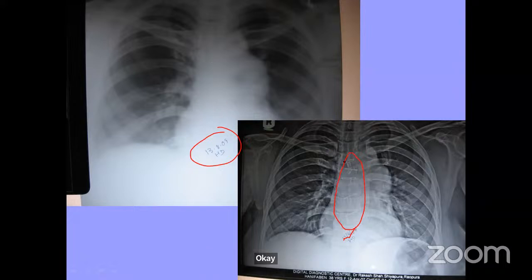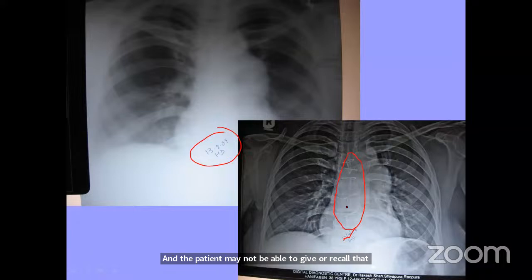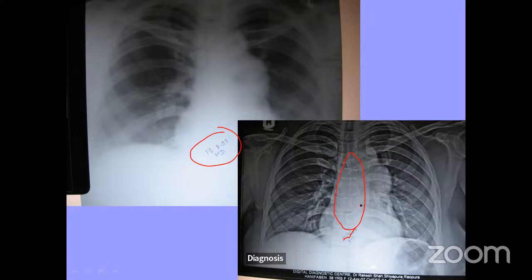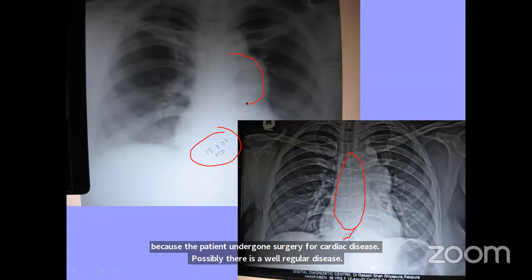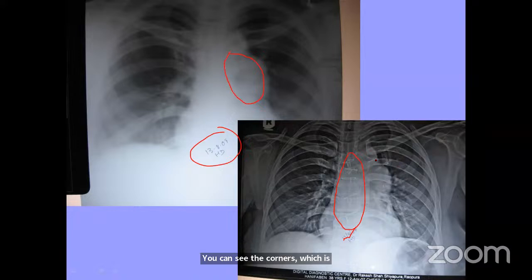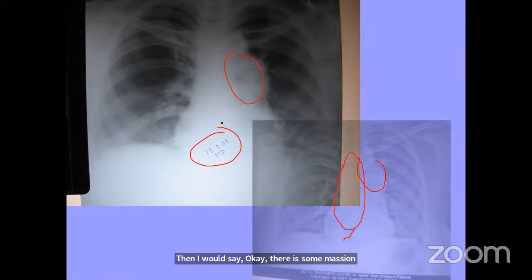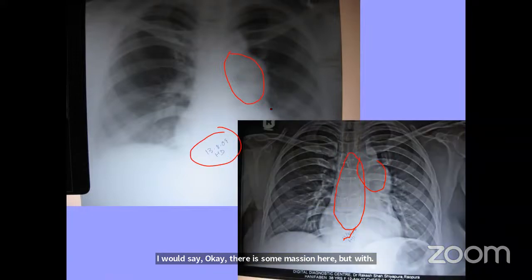So if we don't know, and the patient may not be able to recall that they have undergone surgery, or sometimes they don't want to say, we may miss this diagnosis because the patient has undergone surgery for a cardiac disease. Possibly there is a valvular heart disease. You can see the pulmonary conus, which is prominent here, and here also. So in the absence of this, if I was given this X-ray, then I would say there is some mass lesion here. But with this X-ray, I would say that this is nothing, this is just a part of the cardiac problem.